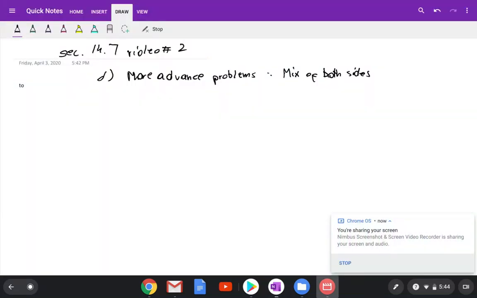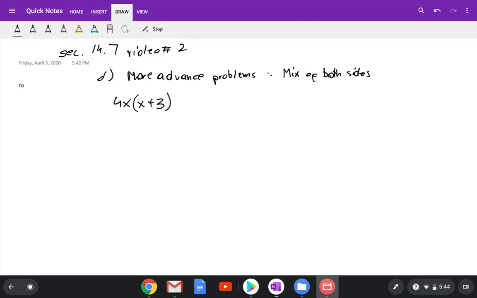Okay, guys. So this is video 2, section 14.7. Example D, here we're going to talk about a more advanced problem, a mix of both sides. So let me show you how to solve this type of equation. We have 4x times (x plus 3) equals 4x plus 5.